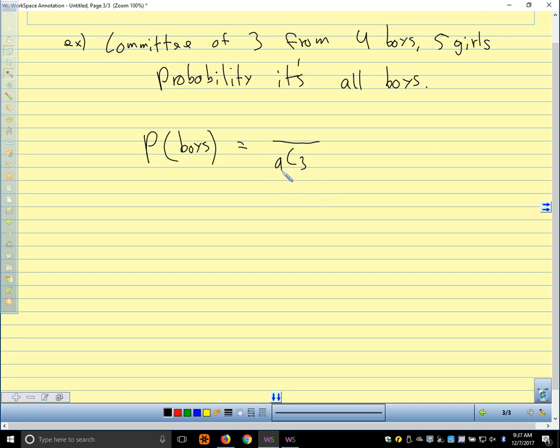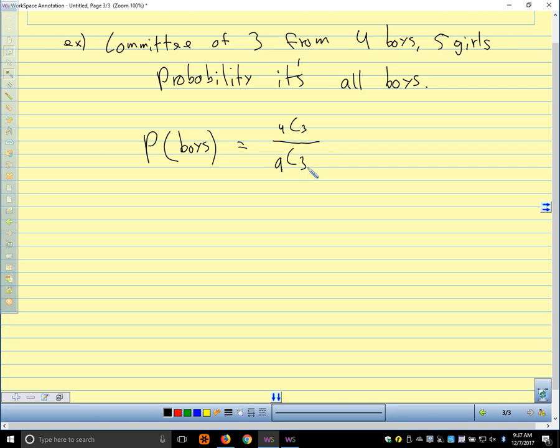And for our favorable outcomes, we want all of them to be boys. So we need to count the total number of ways we could get 3 boys out of a group of 4. Does order matter there? No, it's just 3 boys. So our numerator is going to be 4C3. So we can pick the three boys out of 4 in 4C3 ways.